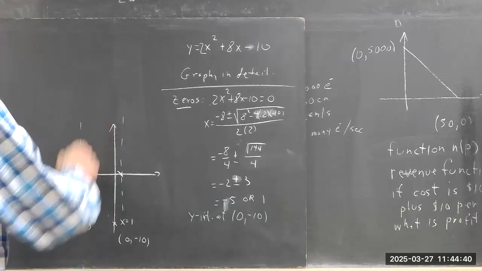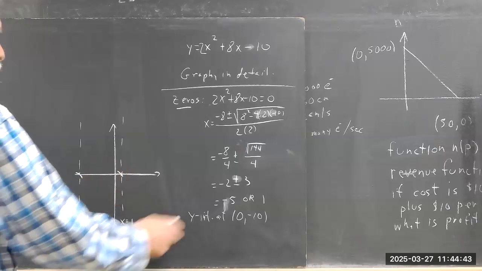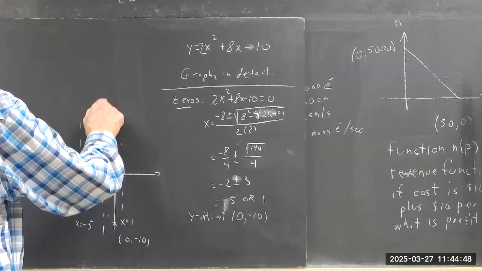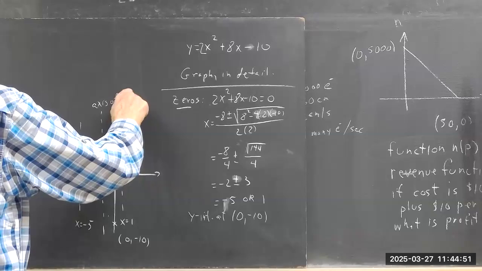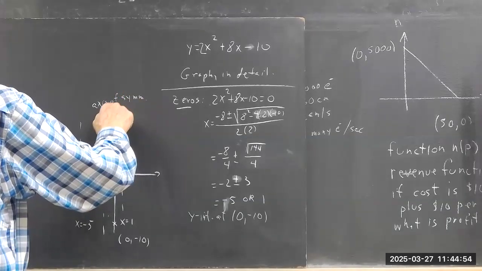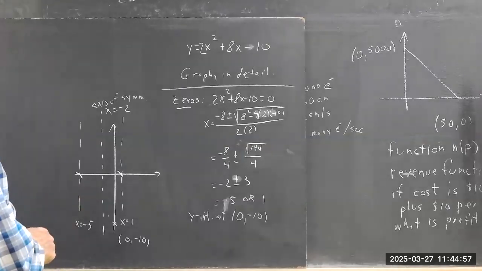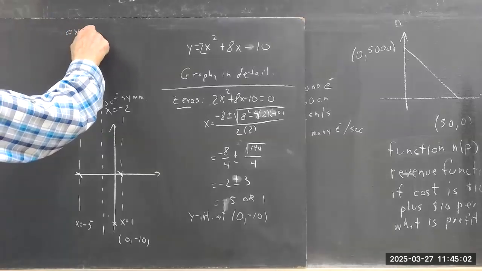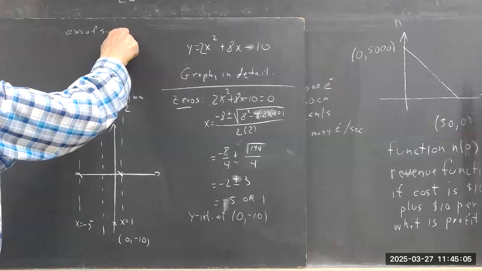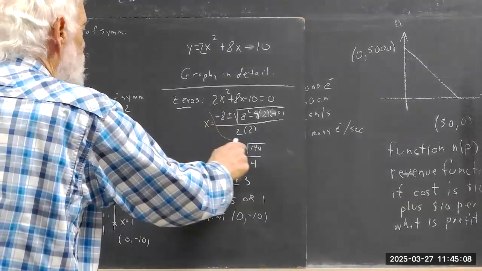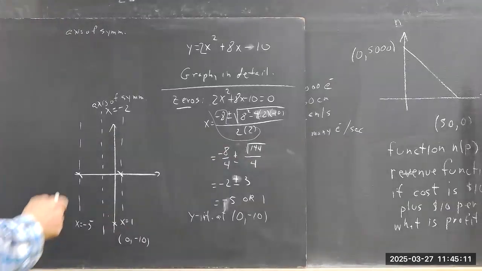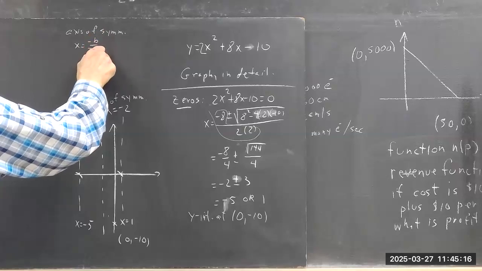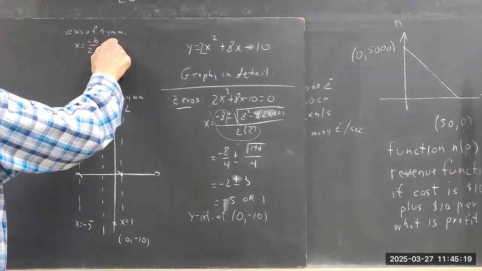What else do you want on the graph? The axis of symmetry, which is halfway between your zeros, which is at x equals -2. So the axis of symmetry, which you can always see in the quadratic formula, is x equals -b over 2a, which is -2.